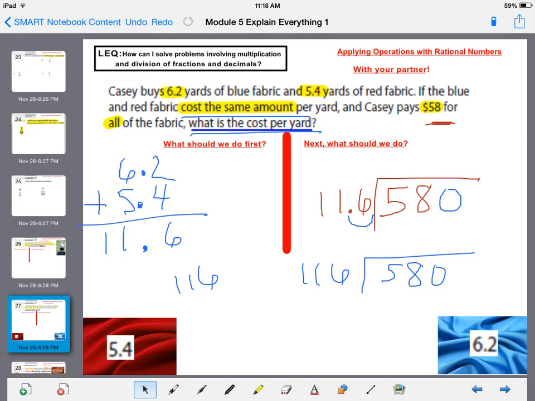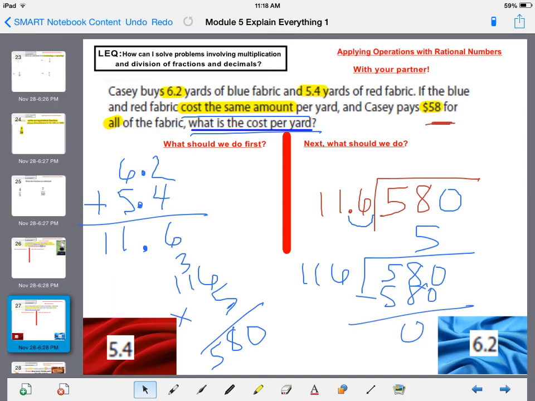I'm going to go off to the side, and I want to see how many times 116 goes into 580. I'm thinking of a number here that when I multiply it, I'll end up with 0, so let's try 5, and that'll give us 30, that's 8. And that is exactly right. It goes into it 5 whole times.